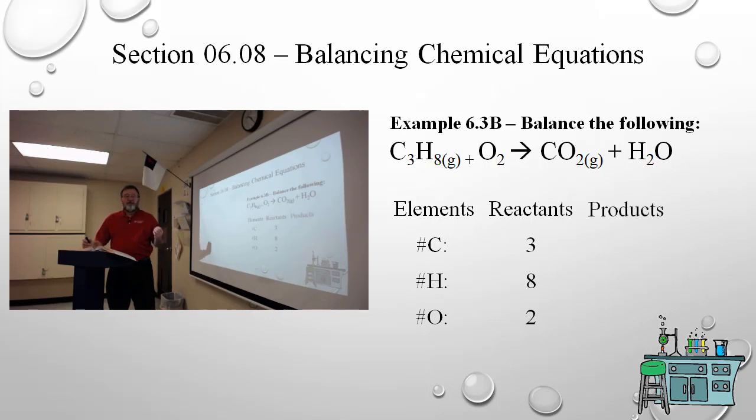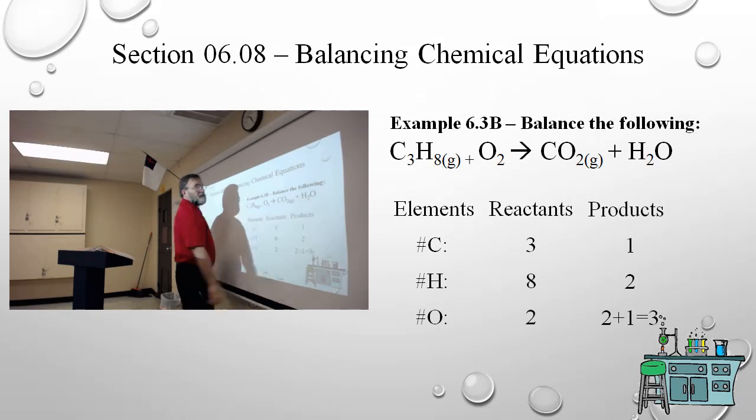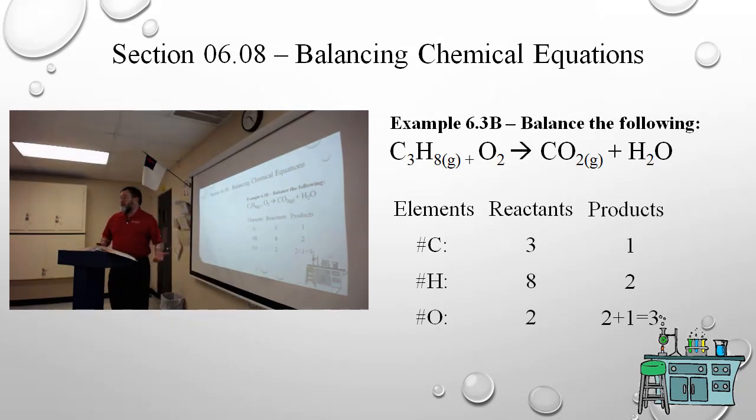On the products we have, for carbon, 1 set of 1. Hydrogens, 1 set of 2. Oxygens, correct, 1 set of 2 and 1 set of 1 for a total of 3. Oxygen is in both molecules: 1 set of 2 plus 1 set of 1. The ones are always implied.